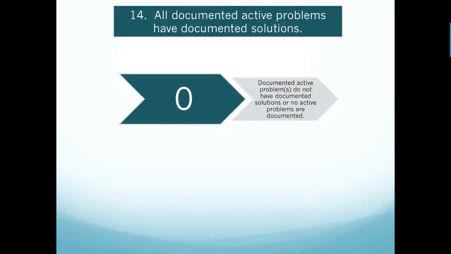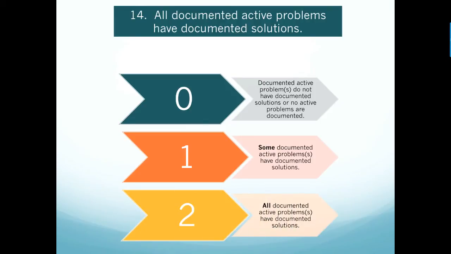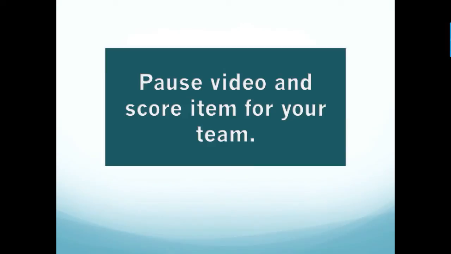Score 0 is going to say that we do not have solutions for any of our active problems. A score of 1 is going to say some of our active problems have documented solutions tied to them. And a score of 2 is going to say that all of our documented active problems have solutions assigned to them. This is time now again to pause the video and score this item for your team.